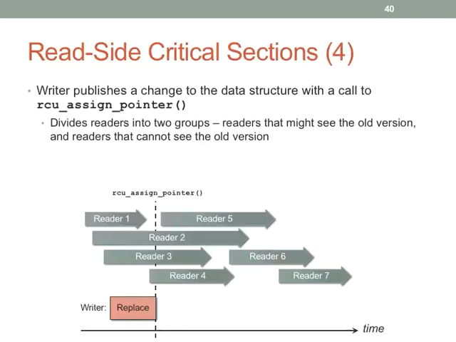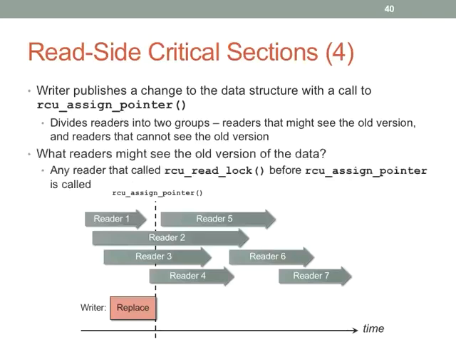Okay, so we have RCU assign pointer. That's where we replace the old version. And so you can see here that we have readers now in two groups. Where does the group start? Well, if RCU assign pointer is on the right of the start of the arrow, then I'm in the old group. And if it's on the left of the start of my arrow, then I'm in the new group. Okay? And since it's atomic, no reader's arrow is allowed to start on that line. They either have to start before or they have to start after. They're not allowed to start on the line.